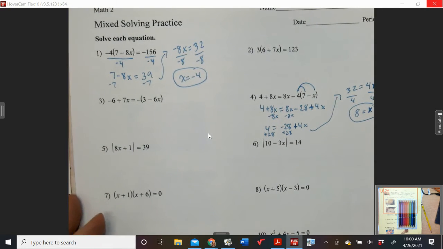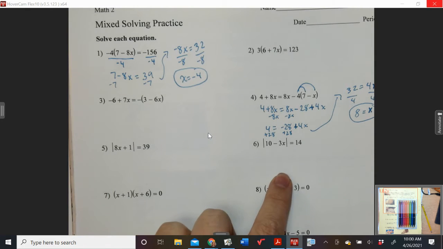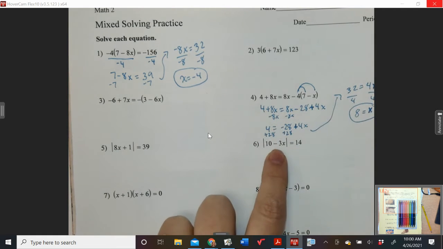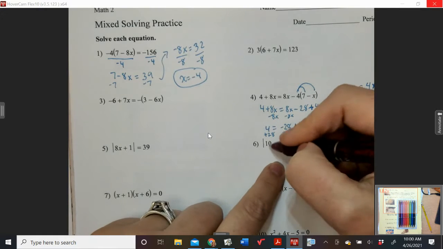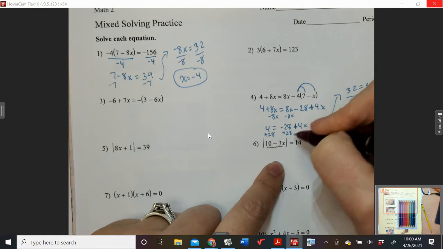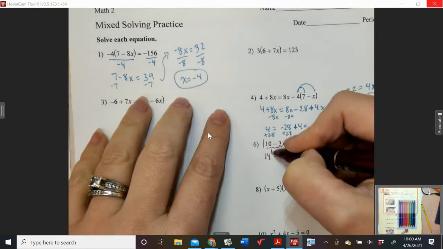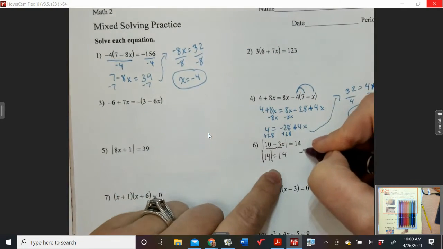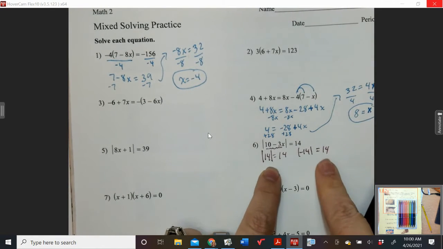Now 5 and 6 are a little bit tougher because of the absolute value. And I'm going to stay over here with number 6. Just for fun. The minus sign makes it a little trickier, not really. So if the absolute value of something is 14, then something is 14. 14 equals 14, right? So the absolute value of 14 is 14. The absolute value of negative 14 is also 14. Okay, so that's what I know.